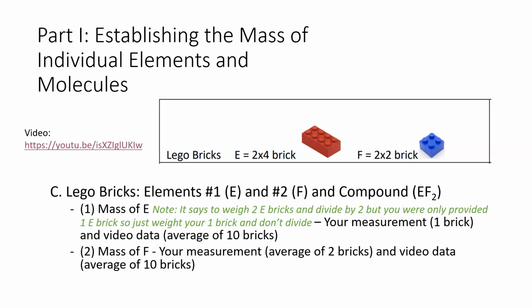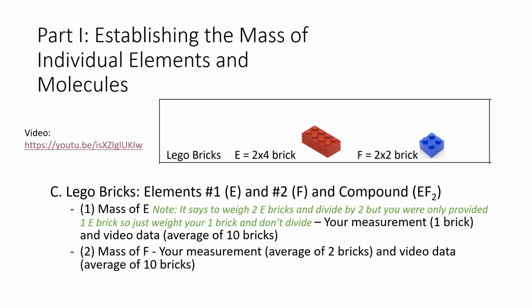So first, you're going to be measuring the mass of the individual elements E and F. In your lab manual, it says to weigh 2 E bricks and divide by 2, but you were only provided with 1 E brick. So just weigh your 1 brick and don't divide. And remember to record all of the numbers provided by your digital scale.